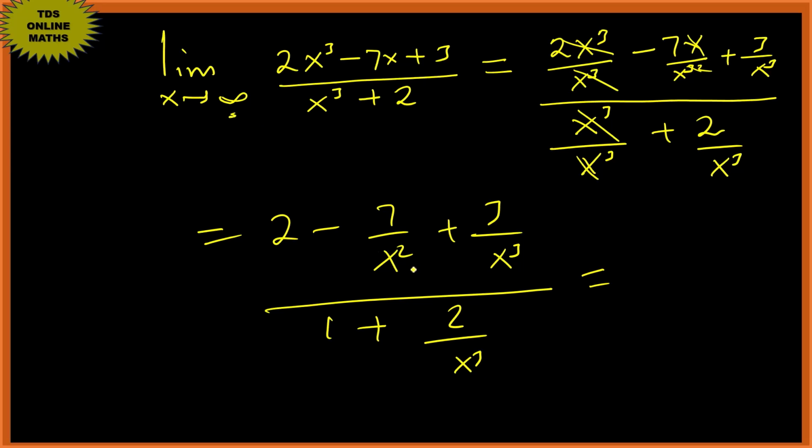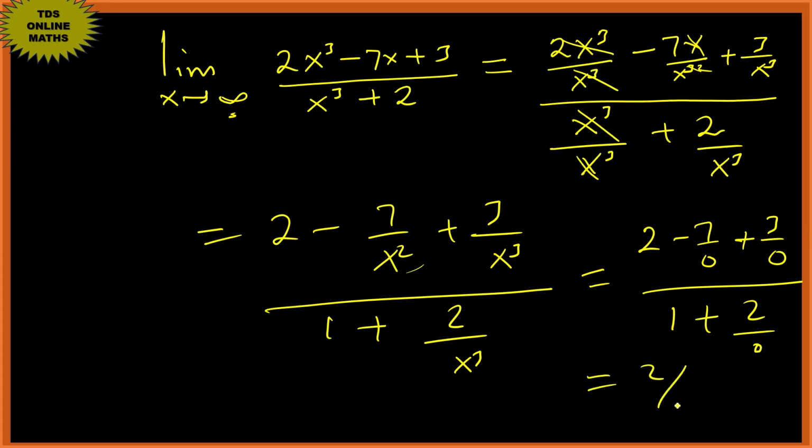So to infinity, x will tend to 0. So we have 2 minus 7 on 0 cube, 0, 3 on 0, 1 plus 2 on 0. So 0, 0, 0. So we have 2 and 1, which is 2.